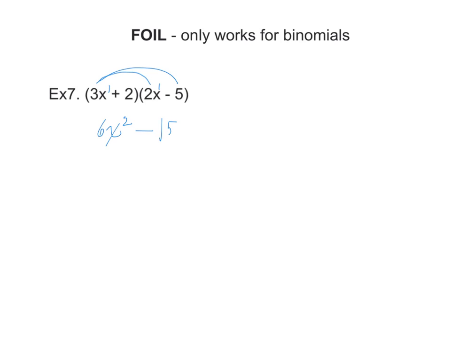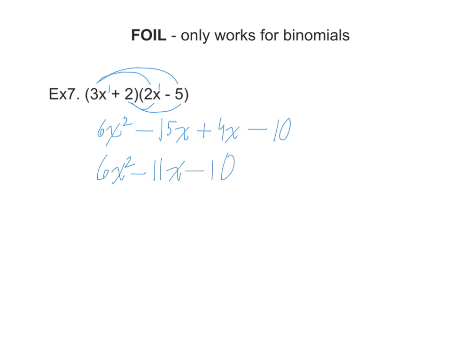Outside would be negative 15x. Inside is a 4x. And last would be a negative 10. Once again, we have these common terms in the middle. So I'll put those together as 6x squared minus 11x minus 10.